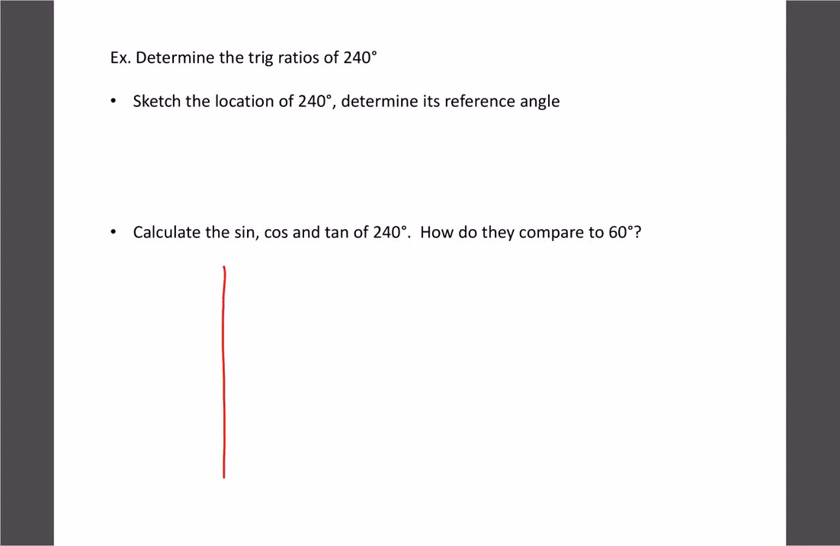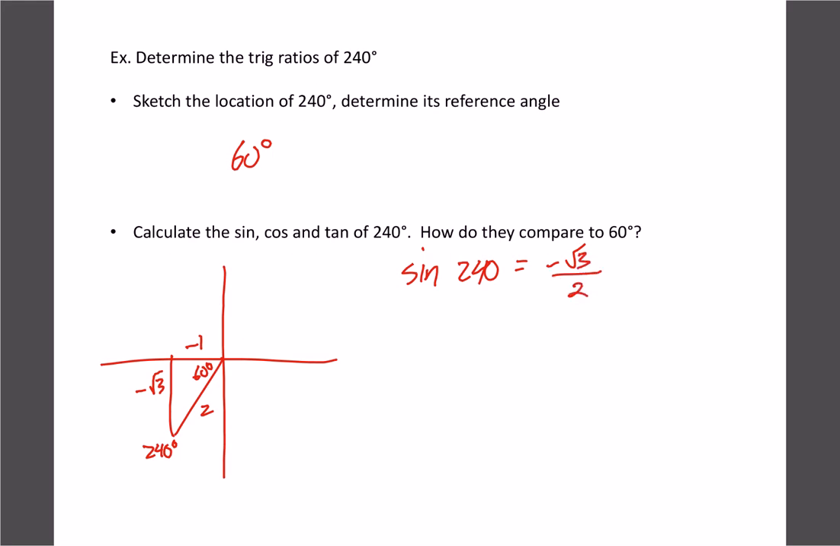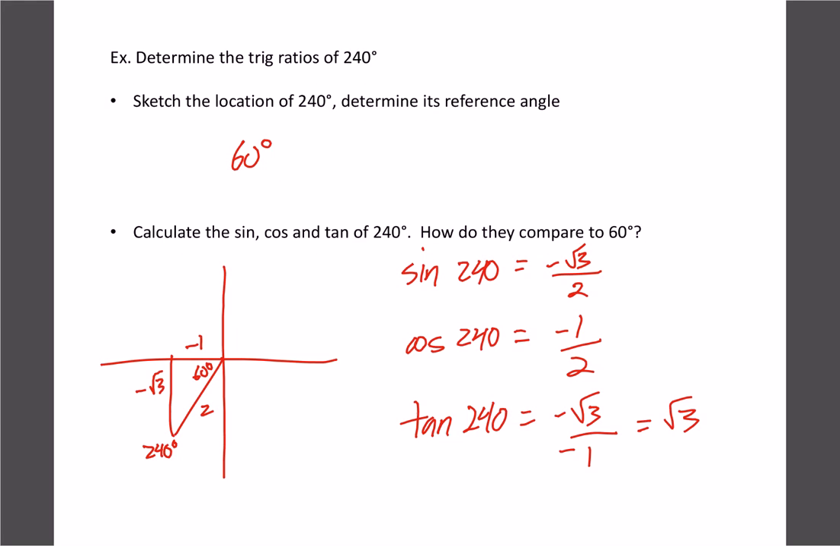So let's try another one now. That's 240. So if we go 240, that's going to be down here somewhere. Our reference angle is still going to be 60. So we actually have -1 again. We still have root 3 and 2, but now in this case the 1 and the root 3 are both negatives. So our reference angle is still 60, and if we do our sine, cos, and tan again, sine of 240 is negative root 3 over 2. Cosine of 240 will be -1 over 2, and tan of 240 is negative root 3 over -1, which we could simplify to just positive root 3.